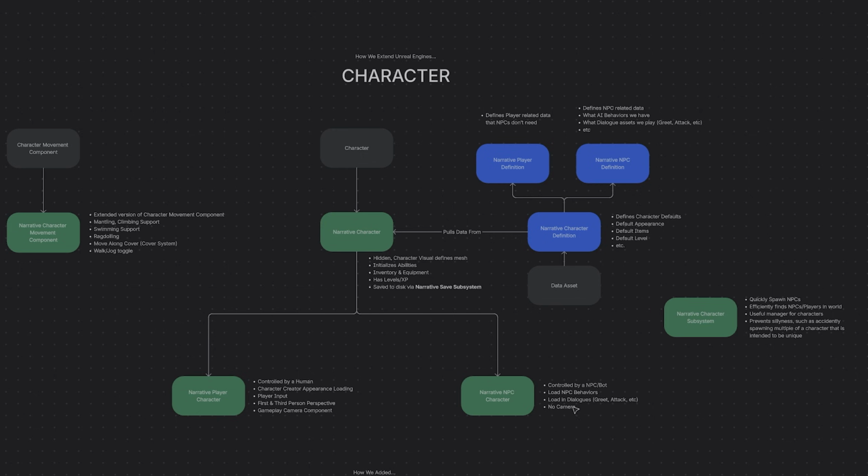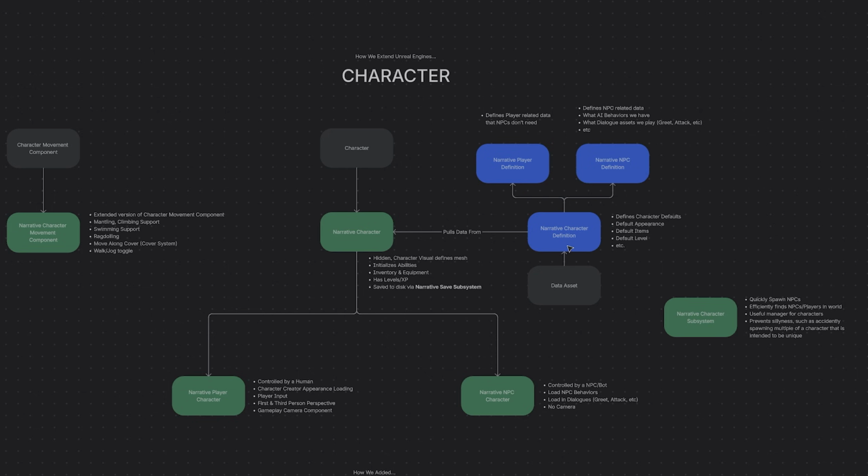The NPCs have a dialogue. When you walk up to them, you might be able to talk to them, for example, whereas the player character doesn't have that because it doesn't need to have dialogue. The narrative character will instantiate itself using the data in the narrative character definition.